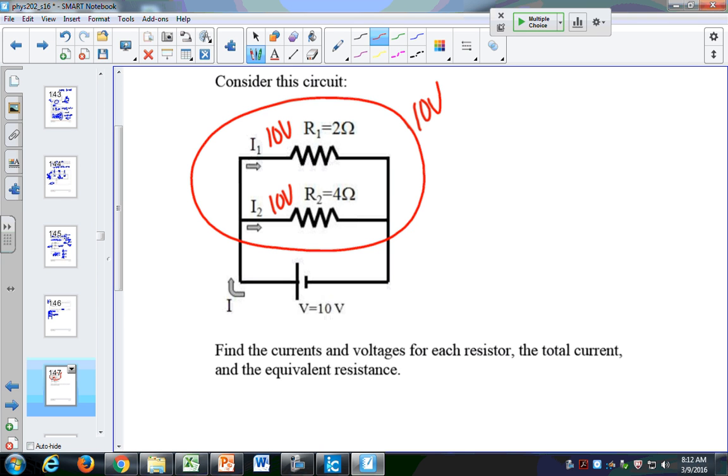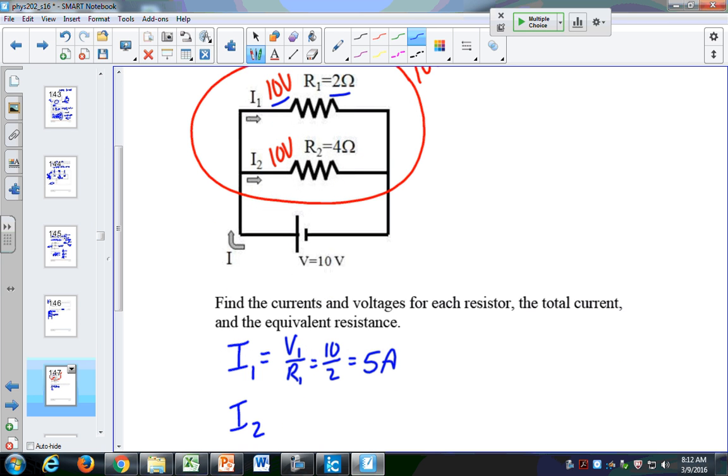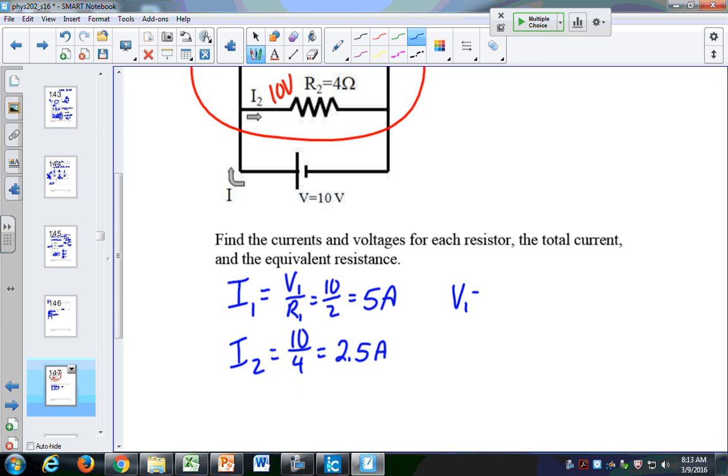And then I know the voltage and the resistance for each of these. So I can find I1 is going to be V1 over R1, which is 10 over 2, or 5 amps. Similarly, I2 is going to be 10 over 4, which is 5 halves, 2.5 amps. Okay, so that's my current through each of those resistors. V1 and V2 are both 10 because they're in parallel, they have the same as the battery. That's one of our rules.